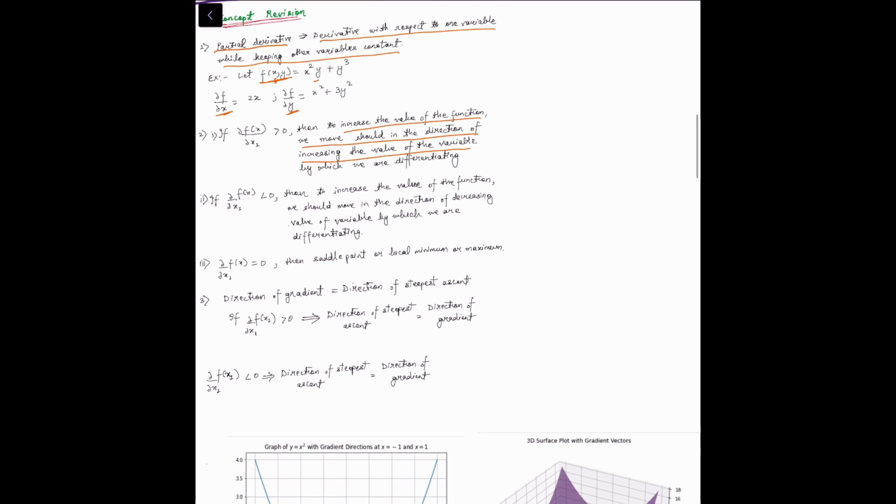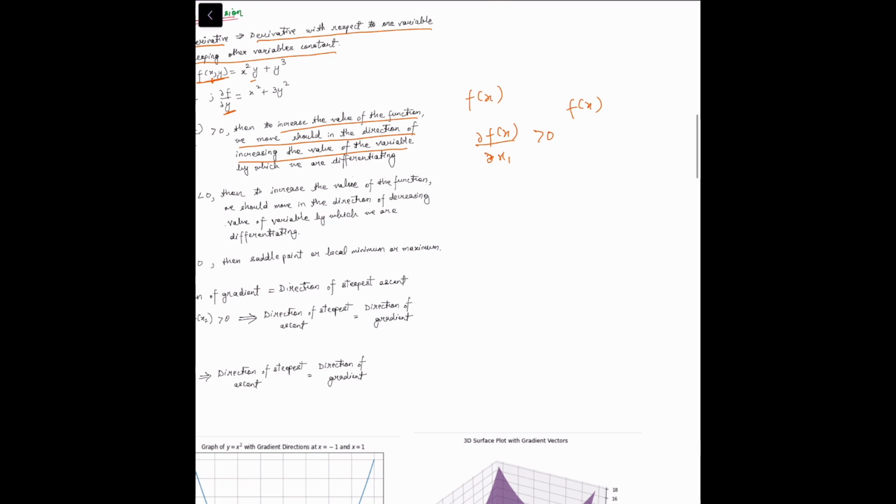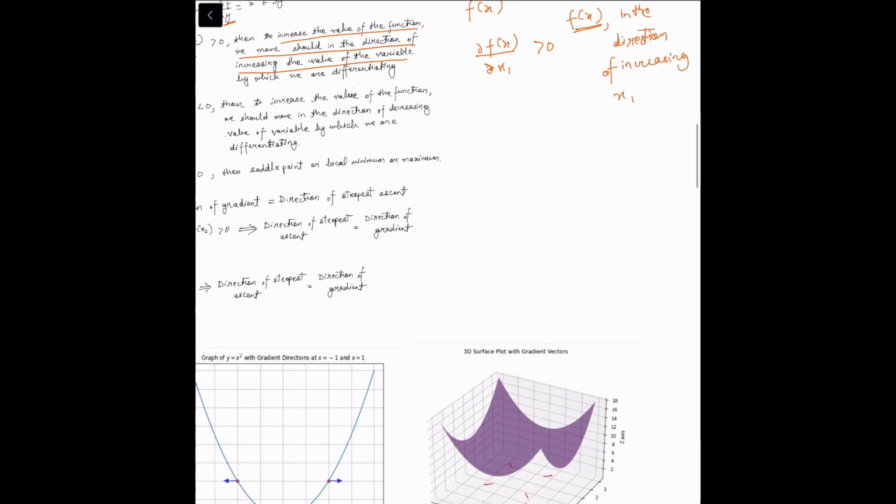What this means is that if you differentiate a function f of x with respect to one variable, and that is positive, then to increase the value of the function, you have to move in the direction of increasing x1. Similarly, if you differentiate the function with respect to x1 and that is negative, then to increase the value of the function f of x overall, you move in the direction of decreasing x.